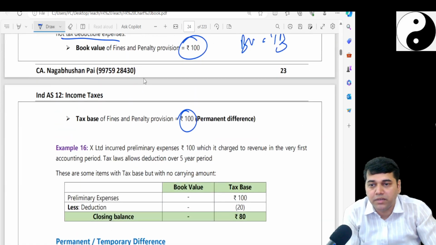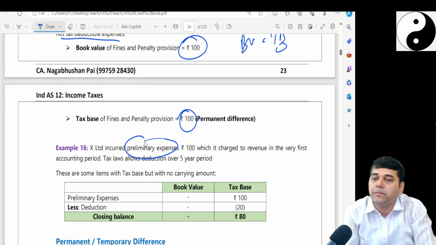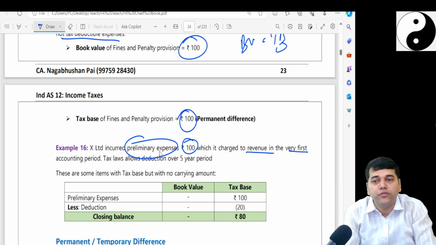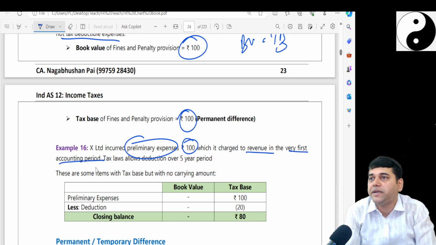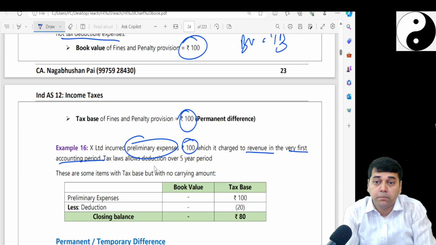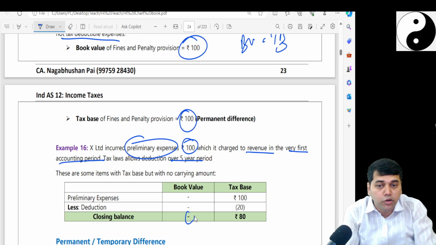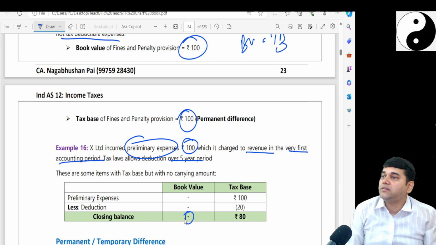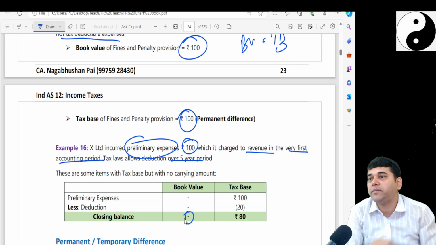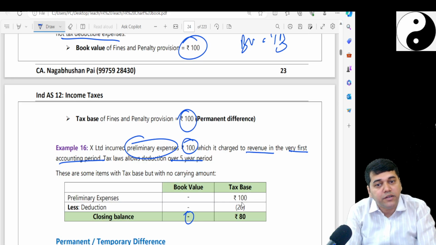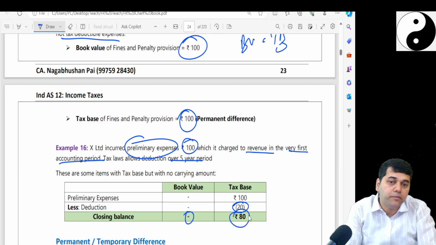Okay, the last example. X Limited incurred preliminary expenses of 100 rupees. What accounting entry did you pass? It is charged to the revenue in the very first year of accounting. That means expense account debit, bank credit. But the income tax department is giving deduction over 5 years. That means my book value is 0. Why? There is no balance sheet item. My entry is expense account debit to bank. But income tax says, look, add this back. I will recognize only 20 out of this. So your tax base is 80.